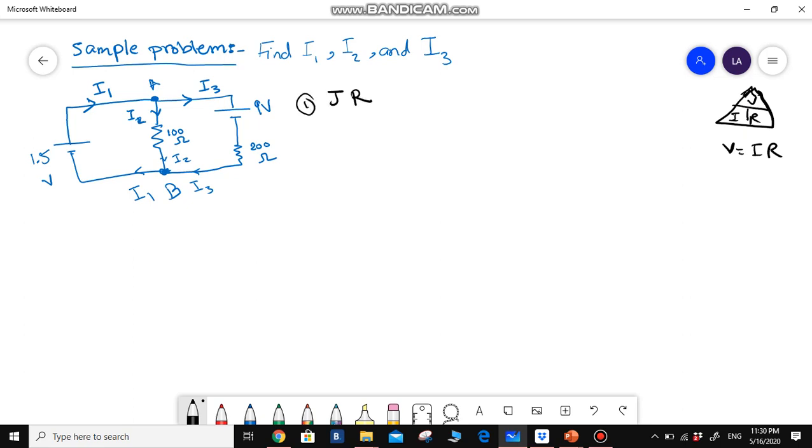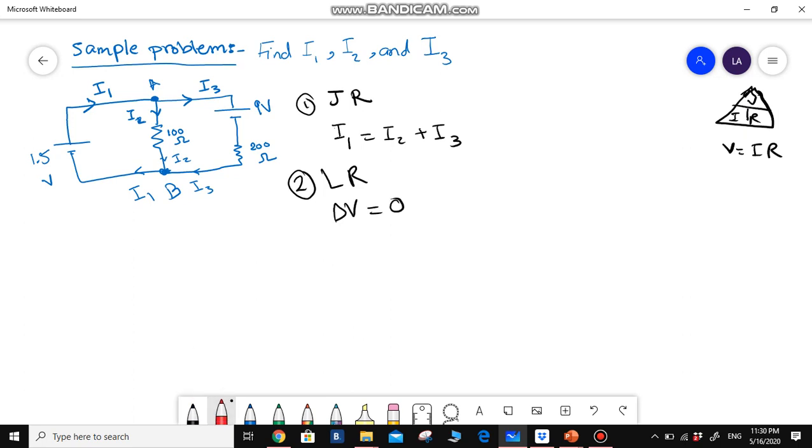Kirchhoff's first rule, which is the junction rule, says that currents in equals currents out. So on A, currents in is I1, which is equal to I2 plus I3. We need to find the values of each one of them separately. So we will go to the loop rule. Loop rule here says that delta V across each loop is equal to 0.